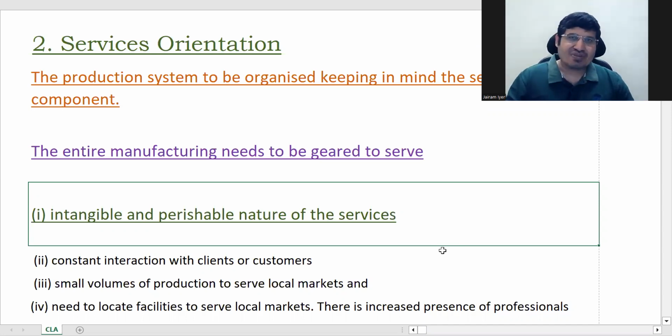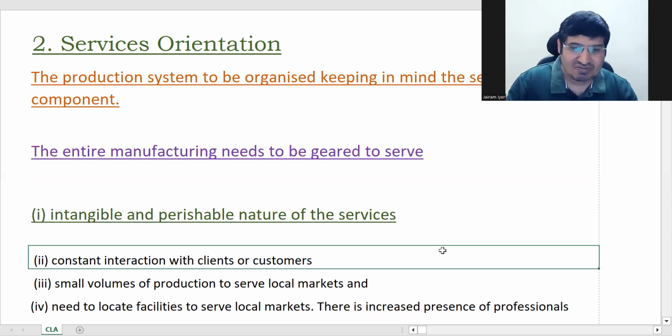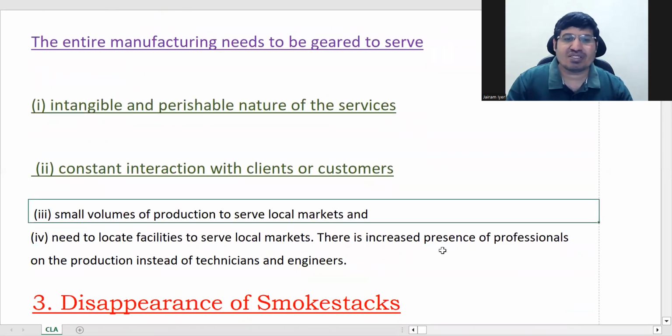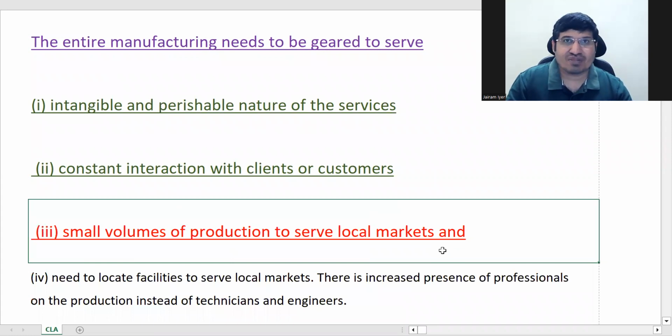So that's called the perishable nature of services, because you are manufacturing the product but selling it to a customer, so it has become a service. And service is perishable because the customer's mood can change. So the entire manufacturing needs to be geared to serve the intangible and perishable nature of services, with constant interaction with clients and customers. The front end people will have constant interaction with your clients, what they want and all that, and they will pass it on to the factory, and they will manufacture based on that. Then small volumes to serve local markets.